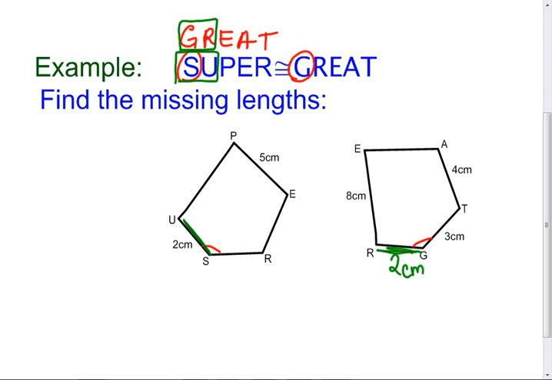Let's find another pair. Let's take UP, which is this unknown one, and it corresponds to what? RE. Where's RE? There it is. Well, I know RE is 8. These are congruent. So how long is UP? 8.